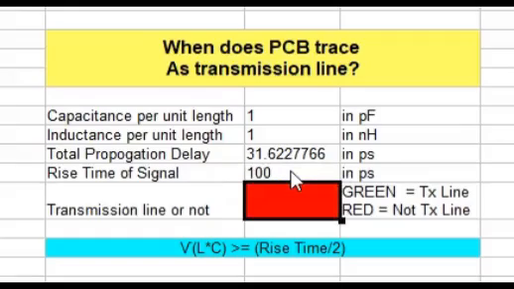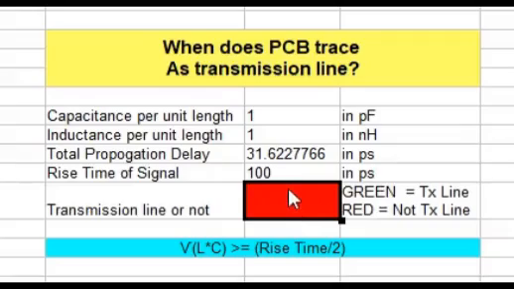If we consider rise time of 100 nanoseconds, that means the signal is getting slower, right? The rise time is getting slower means signal is getting slower, and we are slowly getting into the low frequency design. And you can see here, it turned red. That means the transmission line, you need not consider this as a transmission line. You can route it without using the high speed design rules.